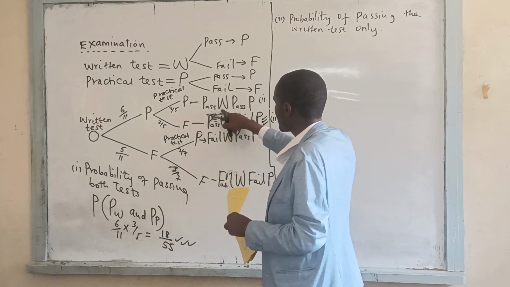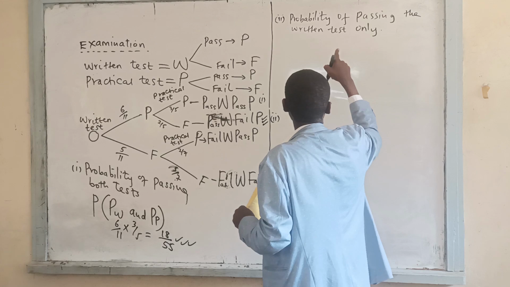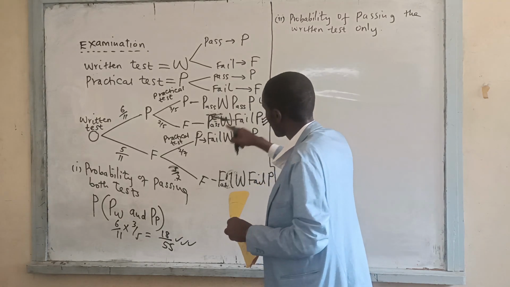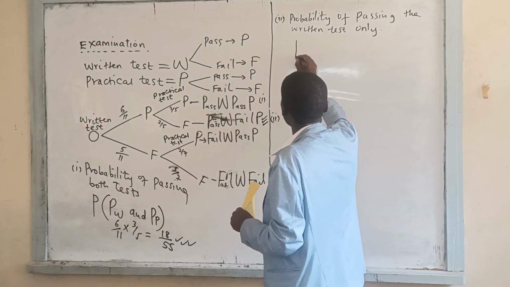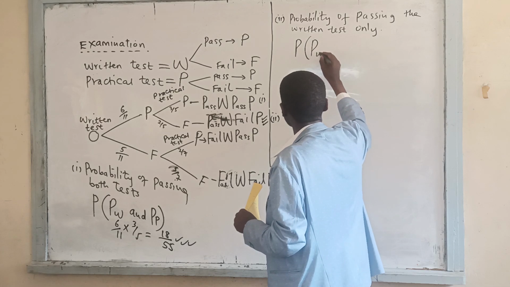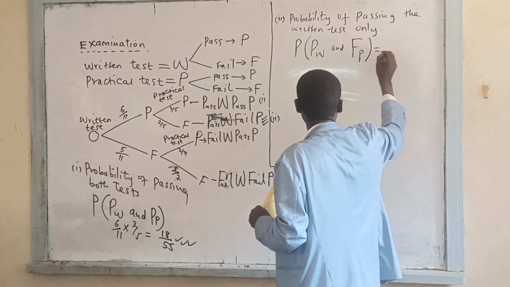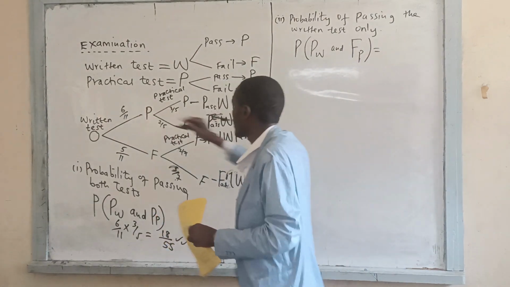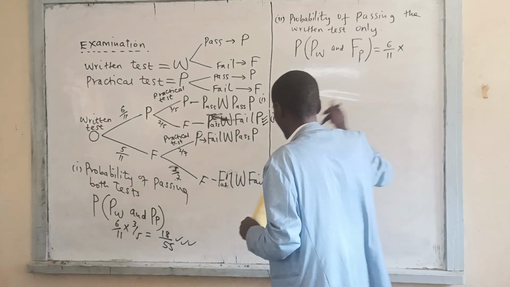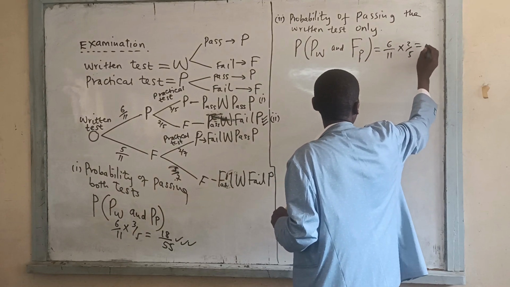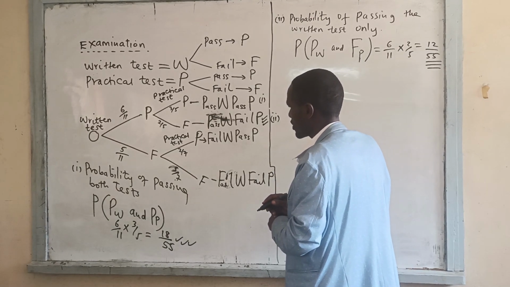So, pass the written test, pass the practical test was our first case. And in this case, you'll be told the person only passes the written test. You'll say, pass written test and fail practical test. So, probability of pass the written test and fail the practical test. This translates into pass the written test, 6 over 11, multiplied by fail the practical test, 2 over 5. So this becomes 12 out of 55. That becomes our final answer for that question.